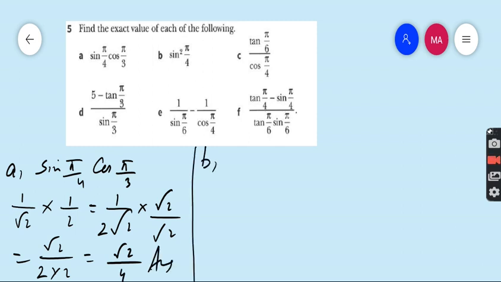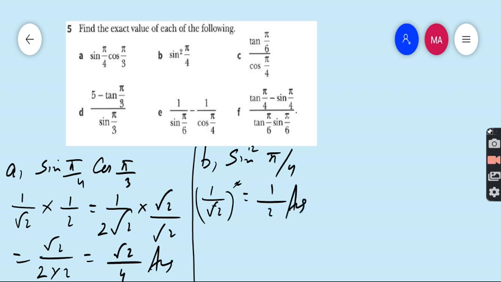Come to part B. Sine square pi by 4. Sine pi by 4 is 1 upon root 2. Its square means the square and square root cancel, giving 1 upon 2. So 1 upon 2 is the final answer. Come to part C.